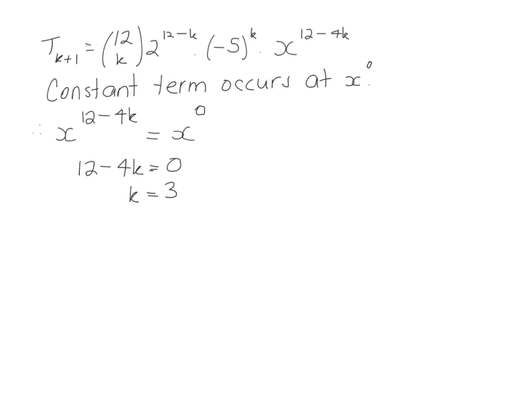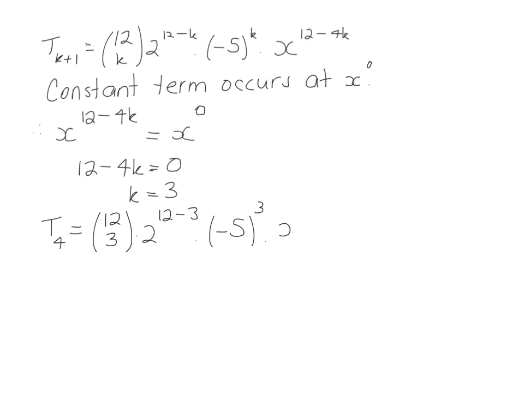And now that I've identified where my constant term is occurring, I can substitute that value of k back into my formula that I found for my general term and identify what that constant should be. So substituting it in, I will replace k with the value 3. So we have 12c3 times 2 to the power of 12 minus 3 times negative 5 to the power of 3.